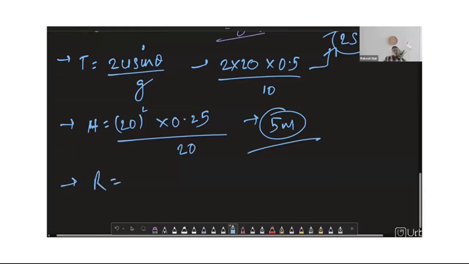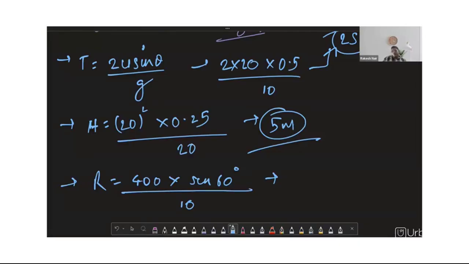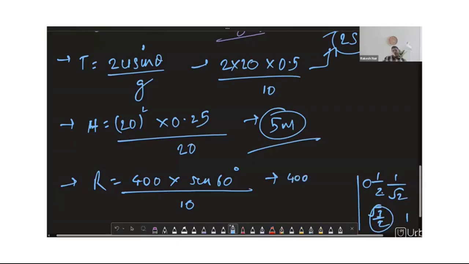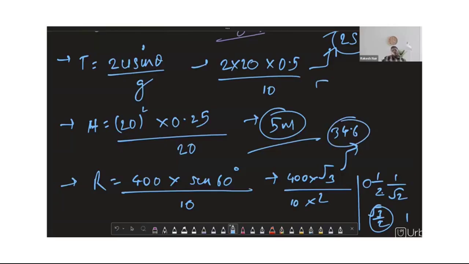Range. It's 400 times sine 60 upon 10. Dividing it. And what is sine 60? You just need to be very thorough with this table: 0, half, 1 by root 2, root 3 by 2, and 1, for 0, 30, 45, 60. That's root 3 by 2. So 400 times root 3 by 2 into 10 will be landing you towards the right answer, which will be 34.6.